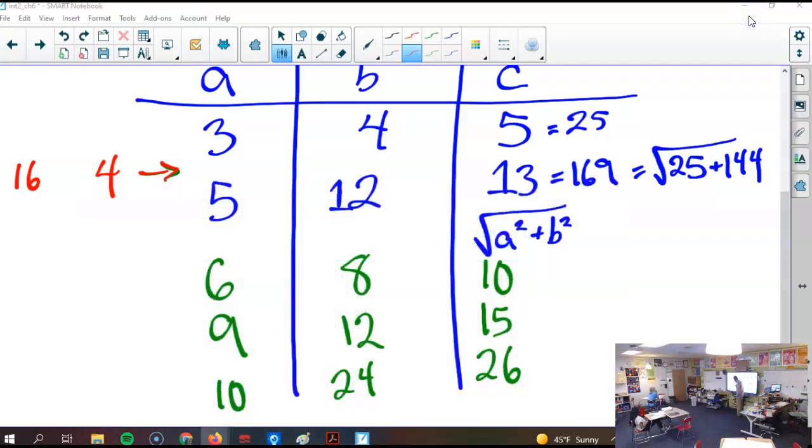So wait, 7, 24, 25. That is another Pythagorean triple that we can then dilate.